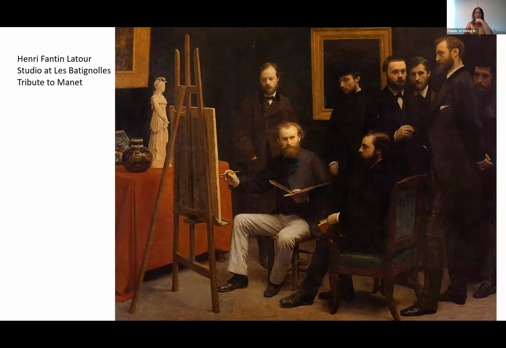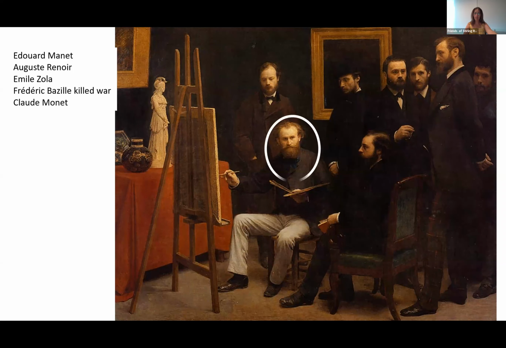Here we have a painting by Fantin-Latour, the studio of Les Batignolles, because it is a tribute to Monet. Monet is painting right here in the center. He's in front of his canvas. And he's accompanied by the younger artists, Auguste Renoir, Émile Zola, who was a writer, Frédéric Bazille, which I mentioned was killed at war in the Franco-Prussian War, and Claude Monet.